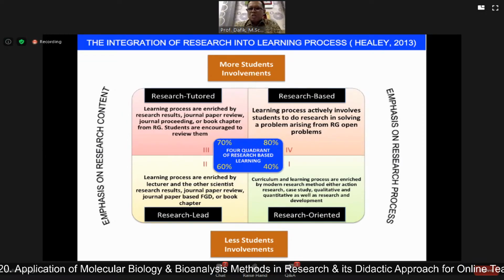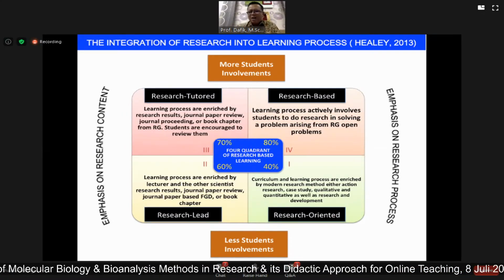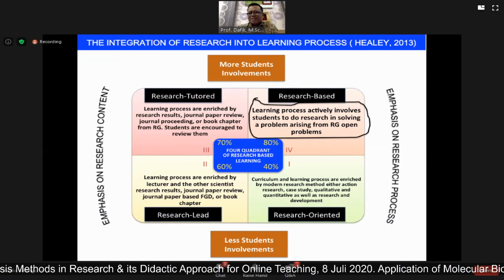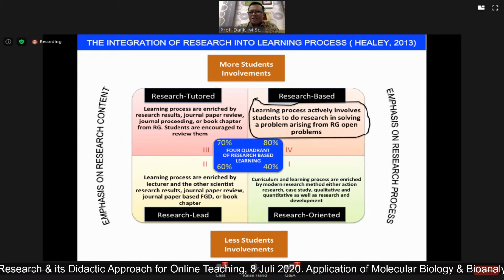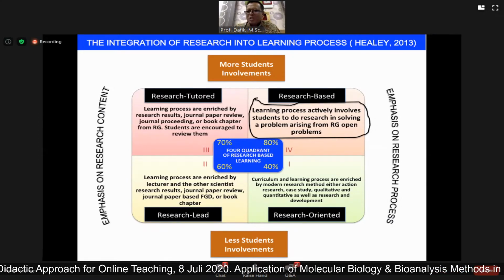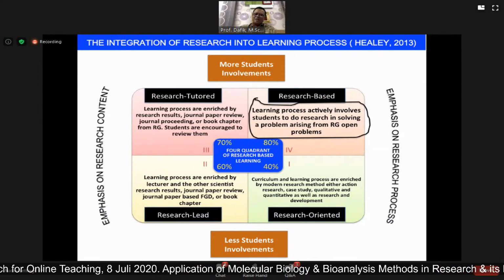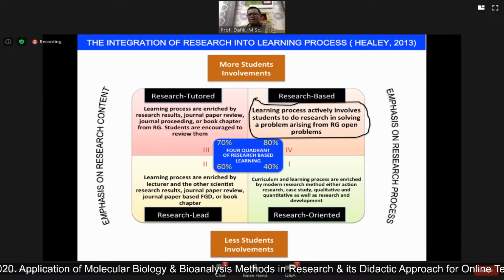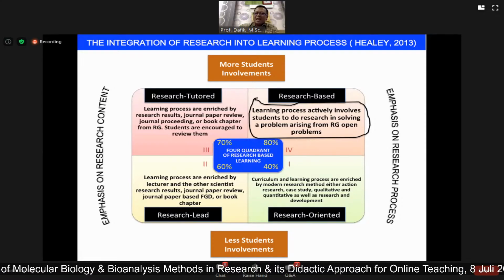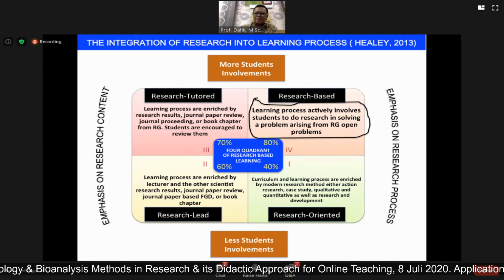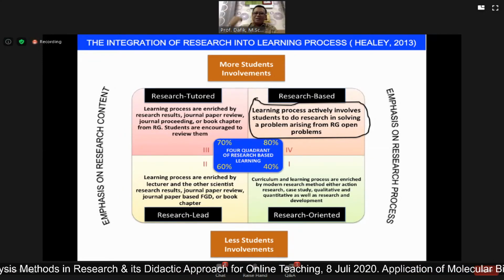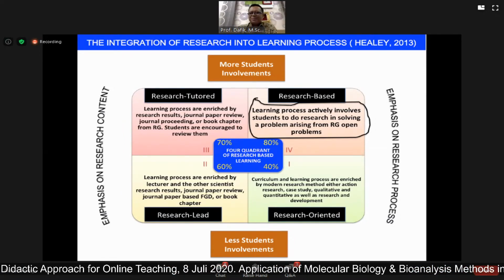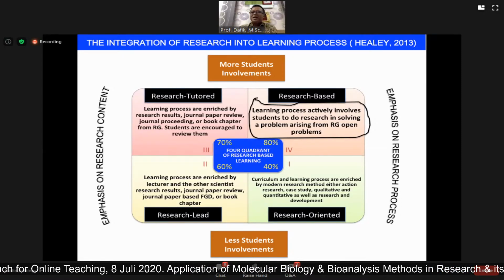But okay, what is research-based learning? Associated with the existence of the research group, this kind of process should exist in the classroom. The learning process actively involves students in doing research to solve a problem arising from the RG open problem. Underline that, it's our strategy now. Last time, when a lecturer gave a problem to students in our faculty, they generated the problem from the internet or from the textbook, and gave a procedural problem. Now that no longer exists. The problem should come from the RG open problem.